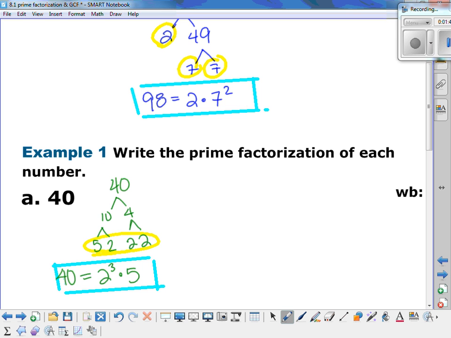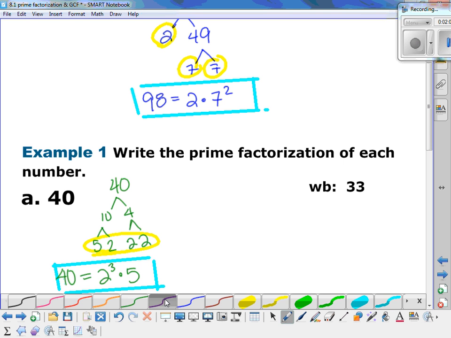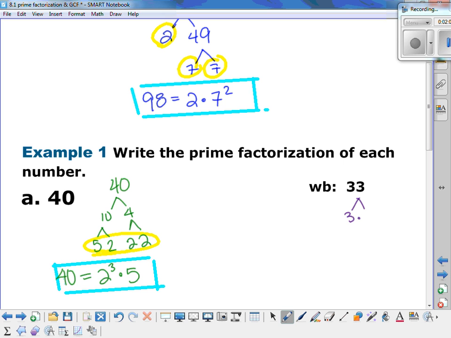Any questions on that? All right, so here's a pretty easy one for you guys. Write the prime factorization. Okay, so it looks like most of you were getting that no problem. That one was just 3 times 11. Okay, so we got that.